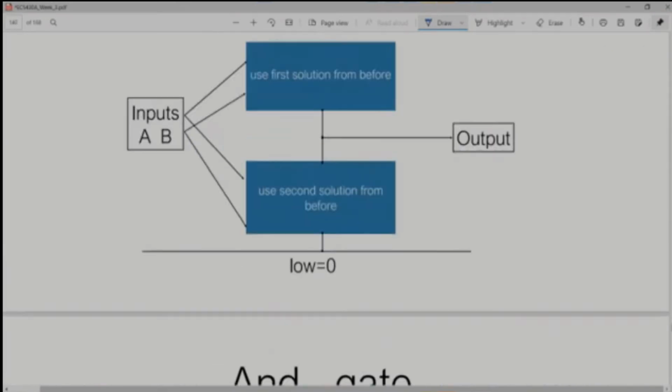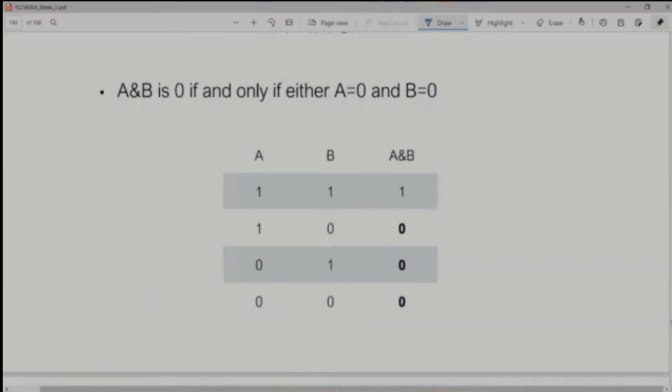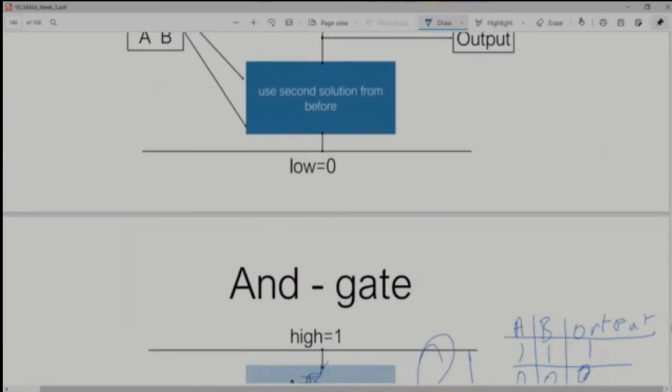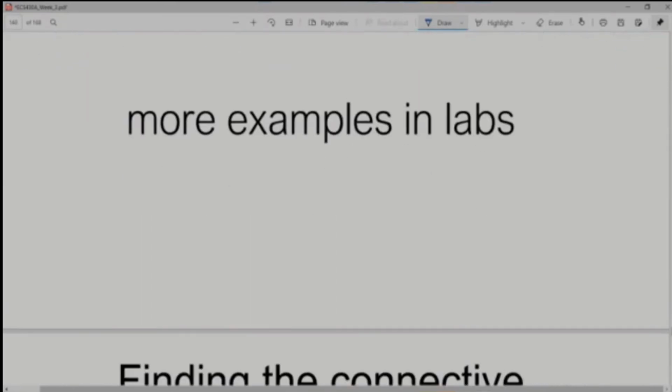Let's check our logic for AND. Does it match? 1, 0, 0, 0. Yep, it matches, and that confirms that this is an AND gate. Does that make sense to you guys?